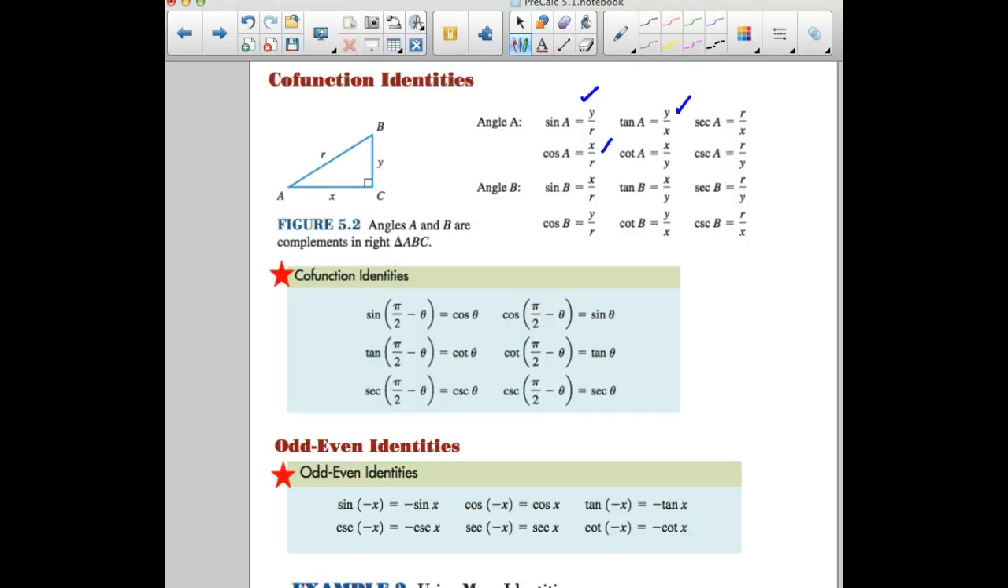Now notice in this chart they are referring to angle A, using that as our theta or our angle that we're referencing, and they also give us the same ones in terms of angle B.